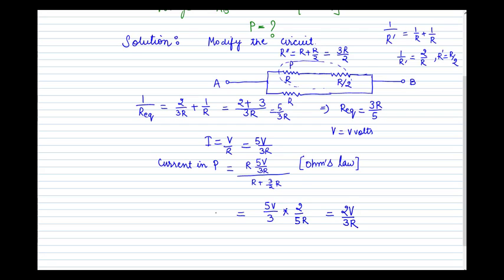So the current in resistance P is equal to 2V upon 3R. So our answer is that the current in P is equal to 2V upon 3R. That is how this numerical is done. So simply use the connection of resistances, then calculate the equivalent resistance, then you get the total current from the voltage, and then you can shift to the particular current in a resistance P.